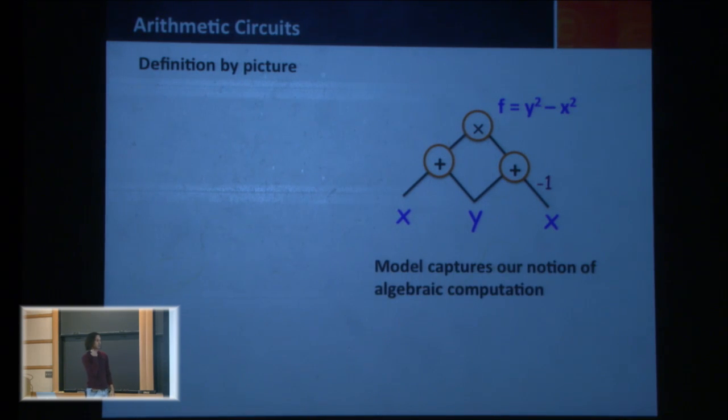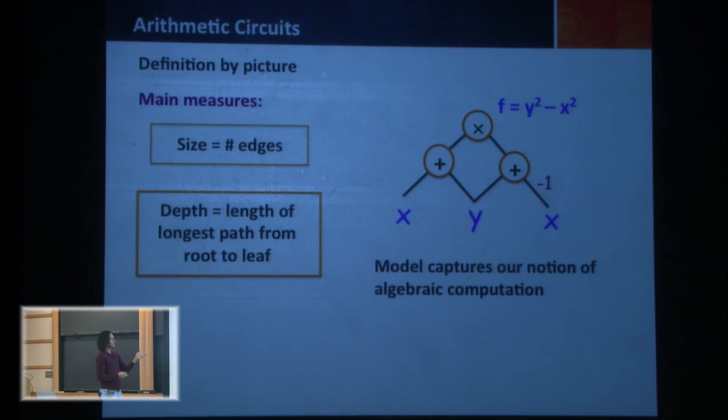This model captures our notion of algebraic computation, because for any algebraic computation that you make, we can just build a circuit that will compute the polynomial you're trying to compute. And there are 2 main measures that we're interested in here. The first is the size of the graph, which is the number of edges of the graph. This measures the amount of computation that you're using to compute the polynomial. And you also have the depth, which is the length of the longest path from the root to a leaf, which measures exactly the parallel complexity of your problem.